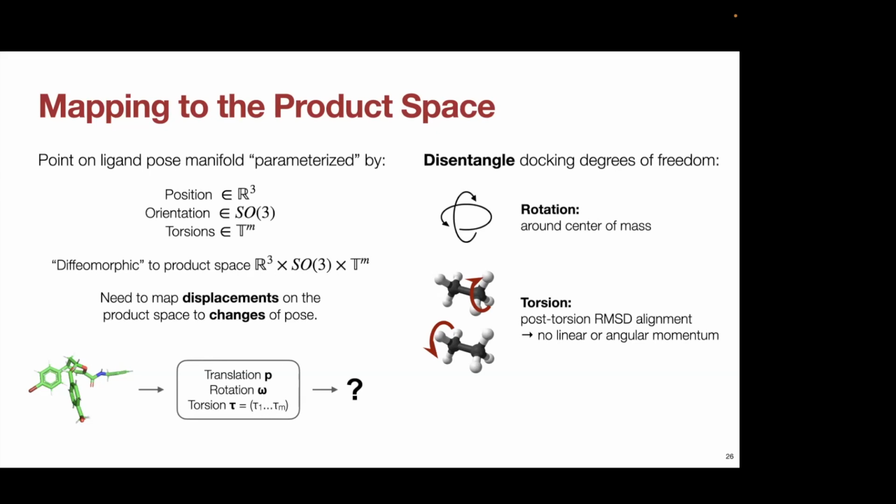So what we do is we define the action of a pure torsion to be one that is orthogonal to rotations and translations. And pragmatically, it turns out that this can be accomplished by applying relative rotations to whatever side of the molecule you wish, and then doing a post-rotation RMSD alignment. And this turns out to correspond to inducing no linear or angular momentum with the infinitesimal action of torsions.